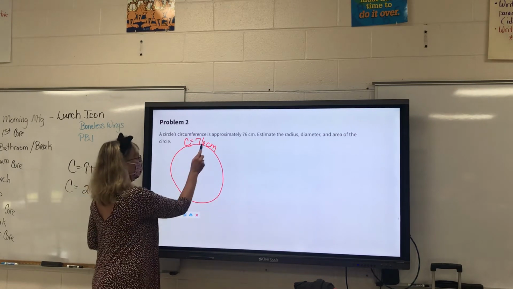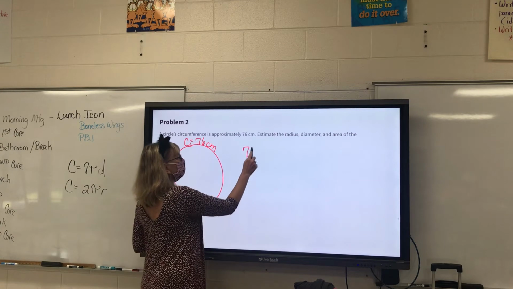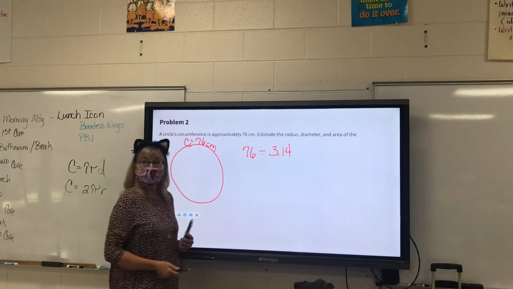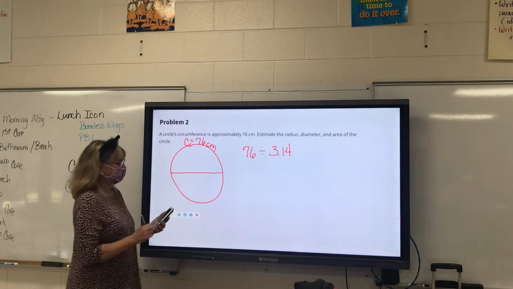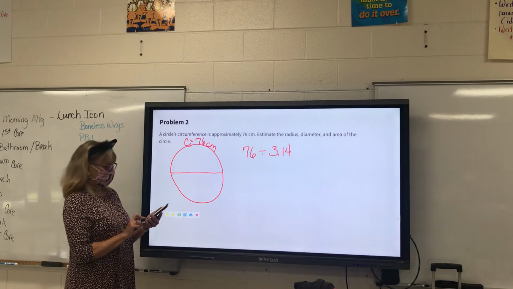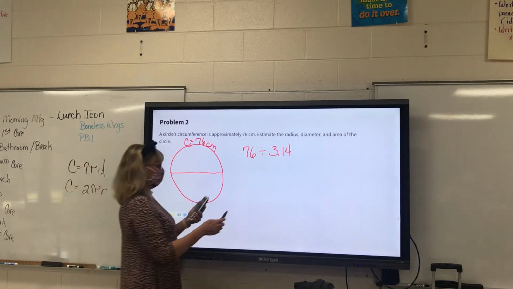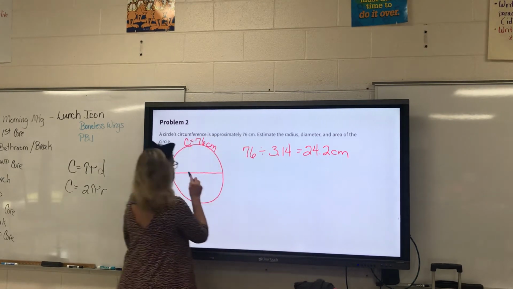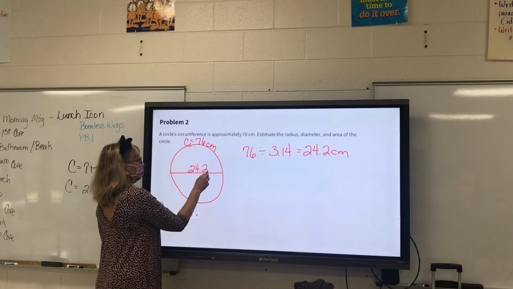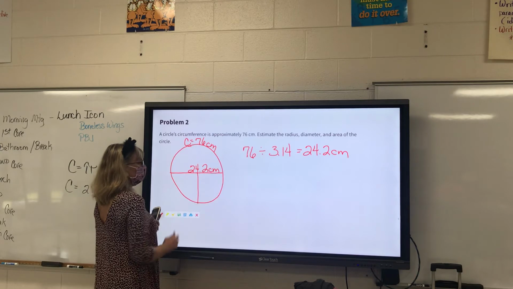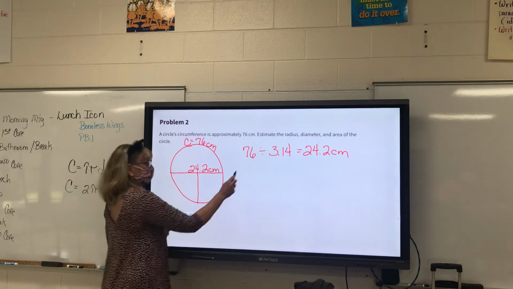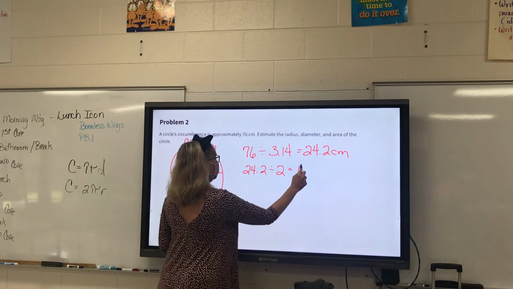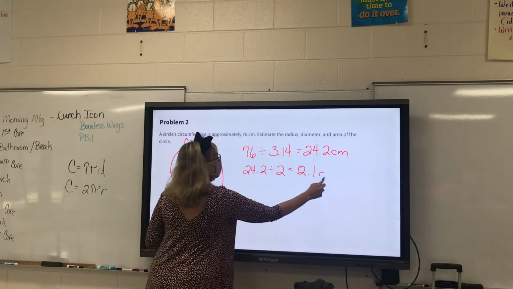All right, so if we know that the circumference is 76, we're going to divide it by 3.14 to find the diameter, right? Let's try this again. So 76 divided by 3.14, 24.2 centimeters. Okay, then how do we find the radius? Divide the diameter by 2. Yep, so that gives me 12.1 centimeters.